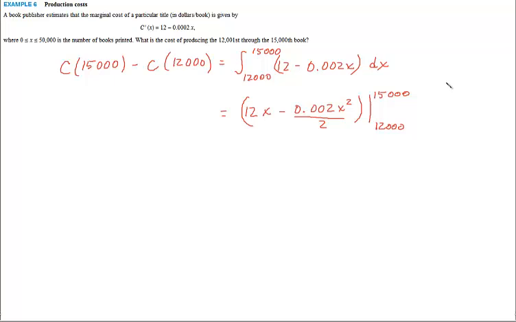Okay, there's my integral after I've evaluated, and I'm going to punch in the numbers, and what I get for these numbers is 27,900, and that's the answer to the last one. And that concludes section 6.1.